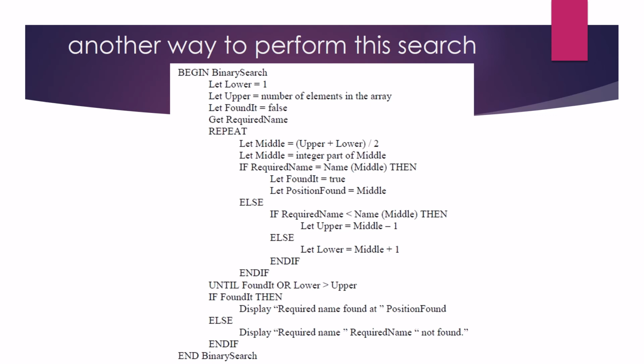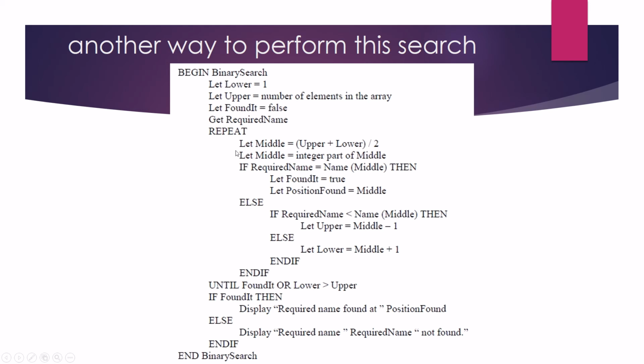Now let's look at a different way of running this search. This is now without using the subroutine, and this is the algorithm that comes up in the syllabus and also in your textbook. Let middle equal upper plus lower divided by 2, again integer part of middle, so that will always do that as part of the repeat, work out the upper value, lower value, and get the middle point of it. It still works the same way.